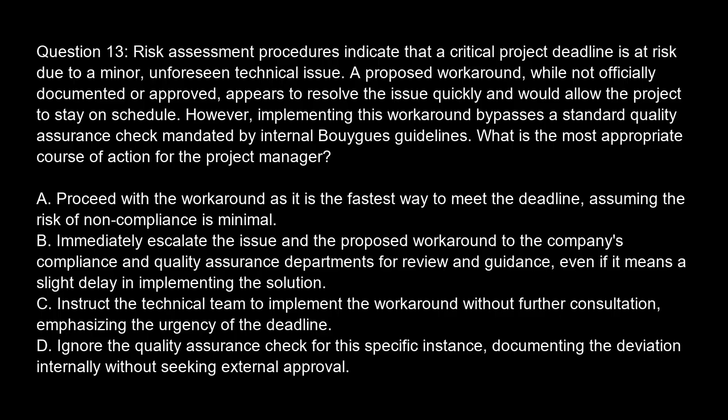Option A. Proceed with the workaround as it is the fastest way to meet the deadline, assuming the risk of non-compliance is minimal. Option B. Immediately escalate the issue and the proposed workaround to the company's compliance and quality assurance departments for review and guidance, even if it means a slight delay in implementing the solution. Option C. Instruct the technical team to implement the workaround without further consultation, emphasizing the urgency of the deadline. Option D. Ignore the quality assurance check for this specific instance, documenting the deviation internally without seeking external approval.